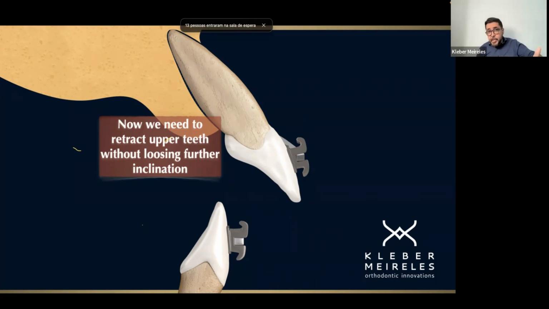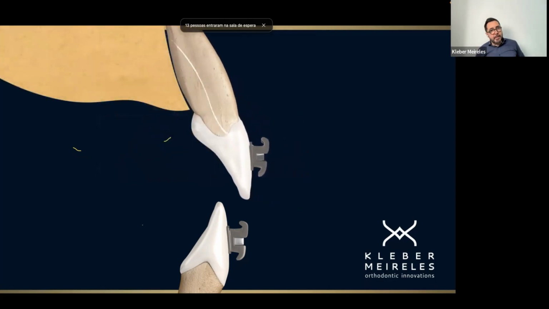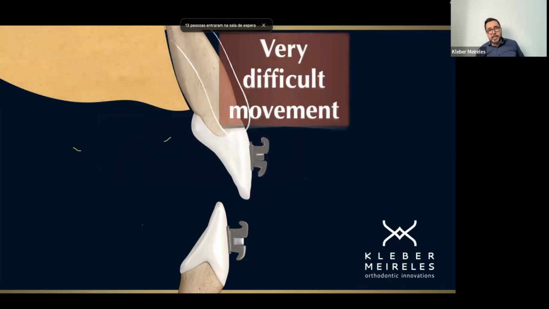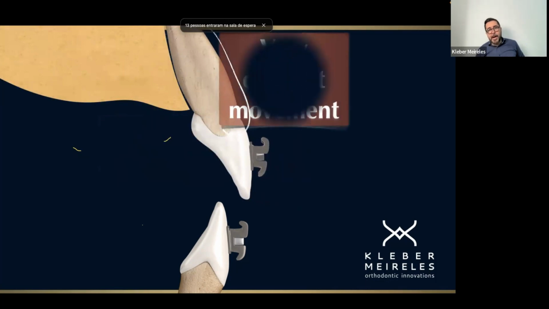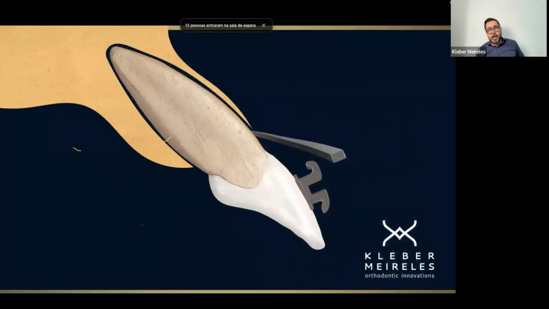Now we have less attachment. Now the center of resistance is in a higher position because of further periodontal losses. So now we have the disastrous situation of trying to keep the inclination of anterior teeth in this very bad scenario. Okay? Very, very difficult. Believe me, if you don't know biomechanics, if you don't understand what you're doing, you are going to have this.